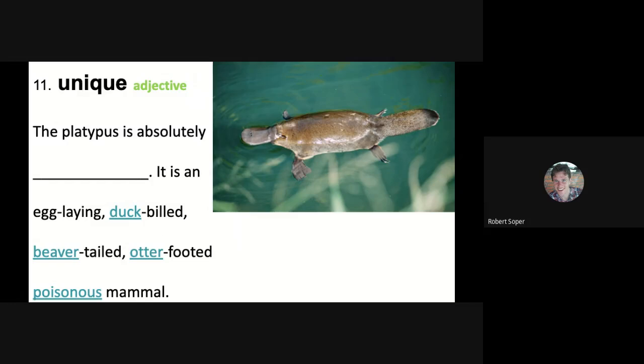What other mammals have a beak like a duck? What other mammals lay eggs? Not many mammals lay eggs.